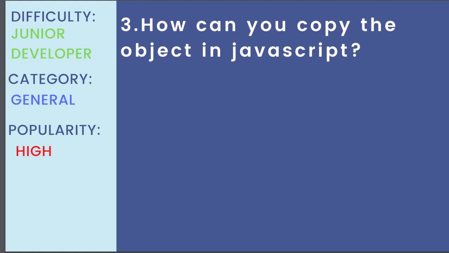Question number 3, how can you copy the object in JavaScript? So juniors tend to forget that object is a reference type and you cannot just assign it to a new variable and then mutate it, because you will mutate the original object. So it's really fair question to ask, and I encourage you to give a full answer right here. So pause the video and try it yourself.